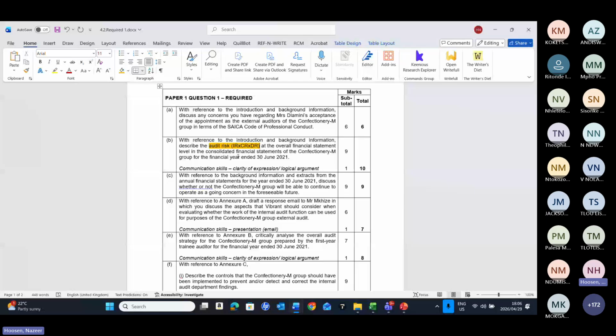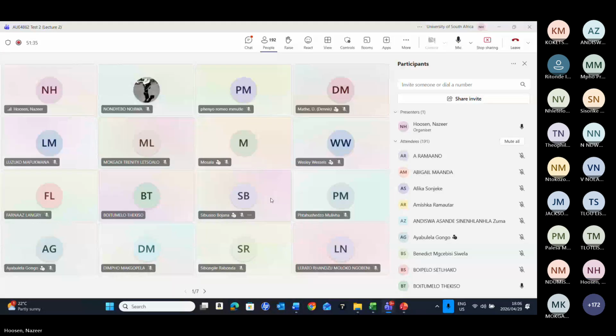If I had only asked for, let's just say, the risk of material misstatement, could I have the components of the risk of material misstatement? It's inherent and it's control. Inherent and control. That's perfect.